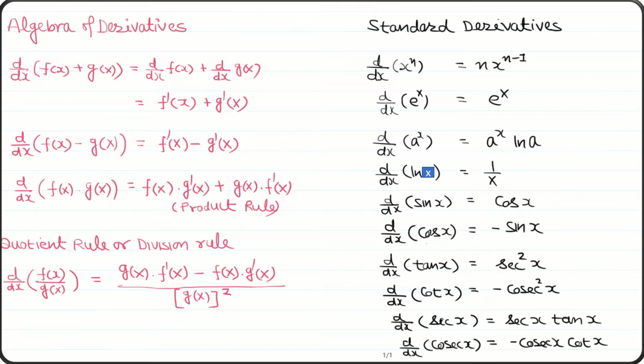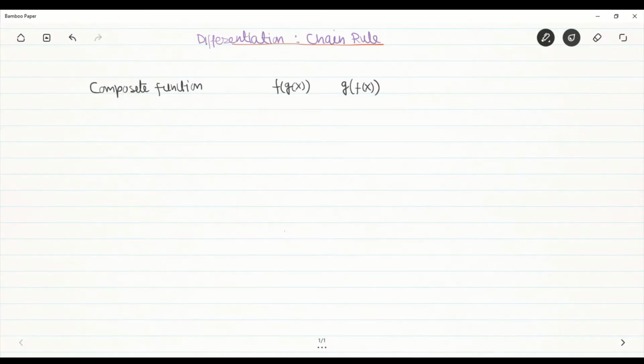Differentiation of e raised to the power x, the exponential function, is the same as e raised to the power x. Derivative of a raised to the power x is a raised to the power x ln a. Derivative of ln x is 1 upon x. Derivative of trigonometric functions: derivative of sin x is cos x, derivative of cos x is minus sin x. Derivative of tan x is sec square x. Derivative of cot x is minus cosec square x. Similarly, derivative of sec x is sec x tan x, and derivative of cosec x is minus cosec x cot x. Today we will be talking about one of the most important rules of calculus, chain rule.